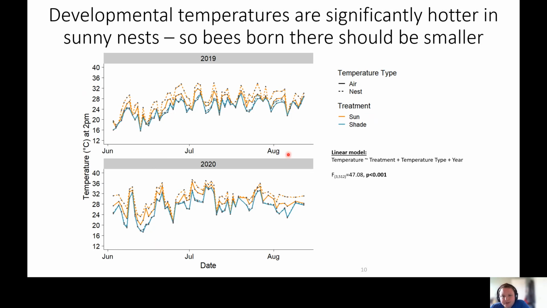While the air and nest temperatures in the shade were about the same, so you can see that the blue lines are overlapping. And this suggests that maternal nest site does affect her offspring's developmental temperature.